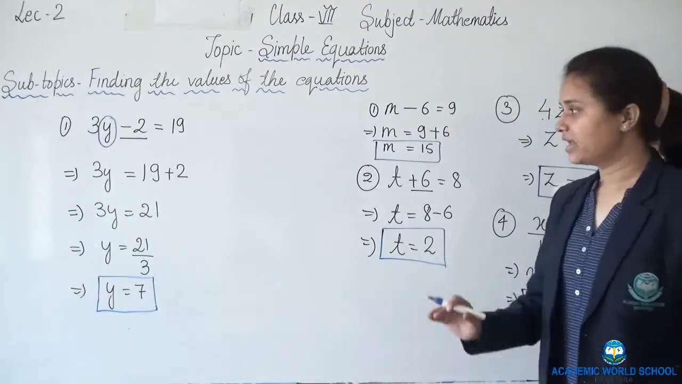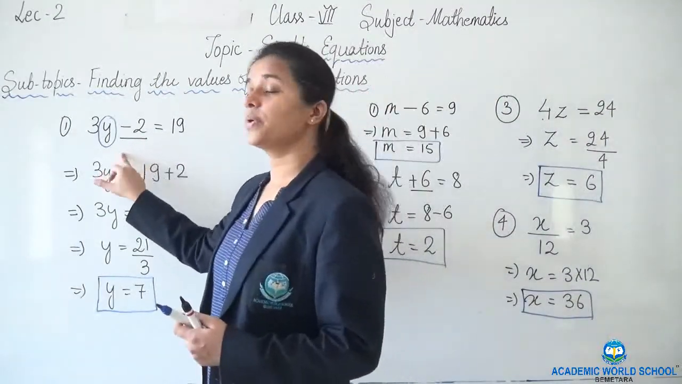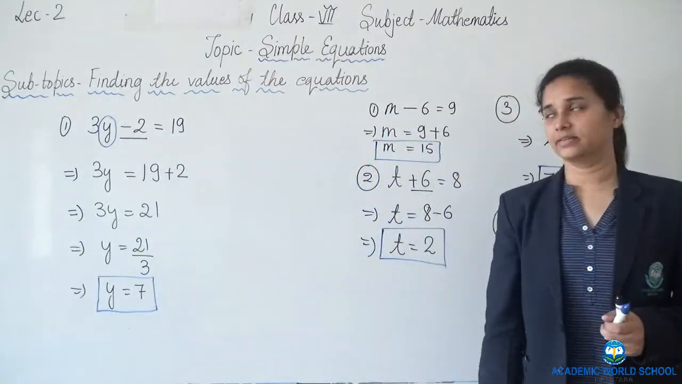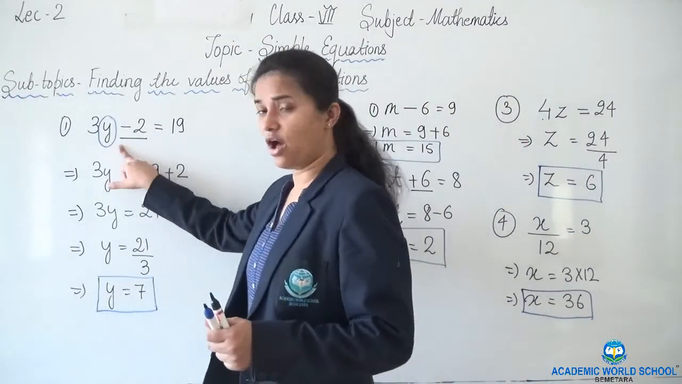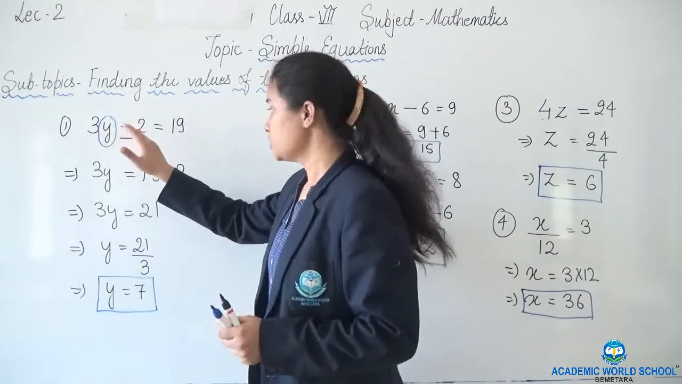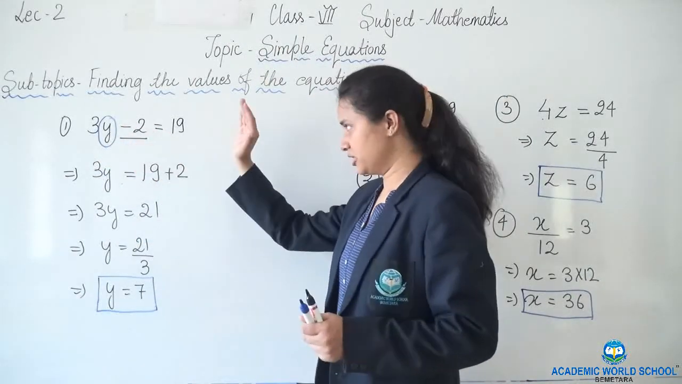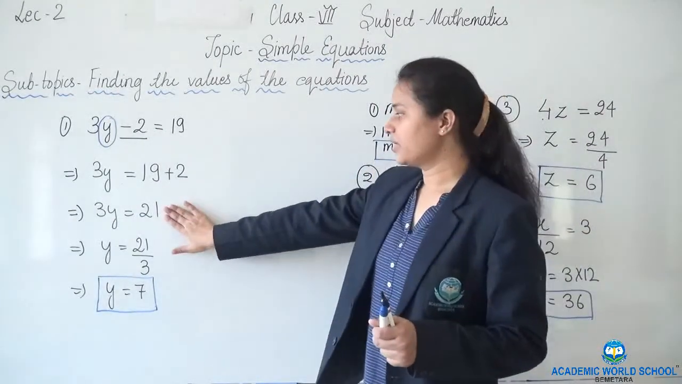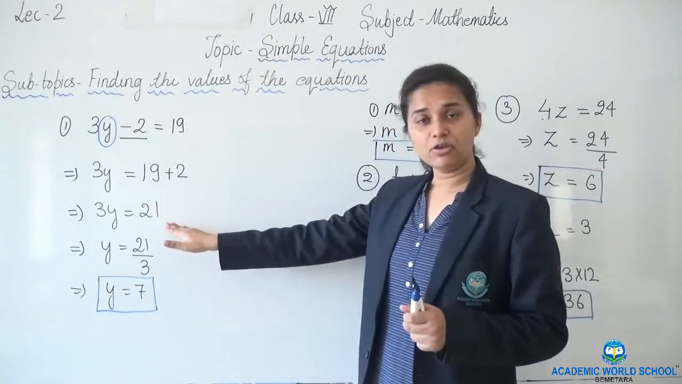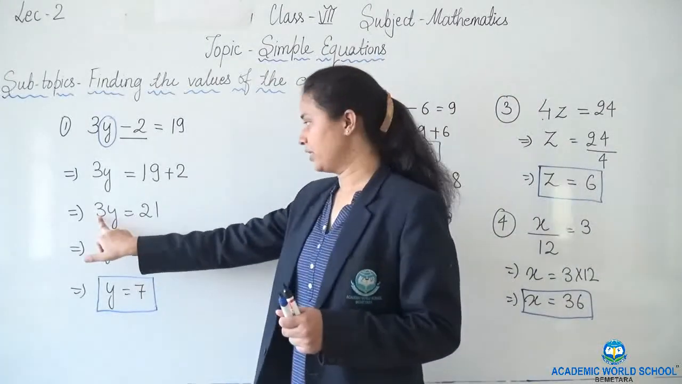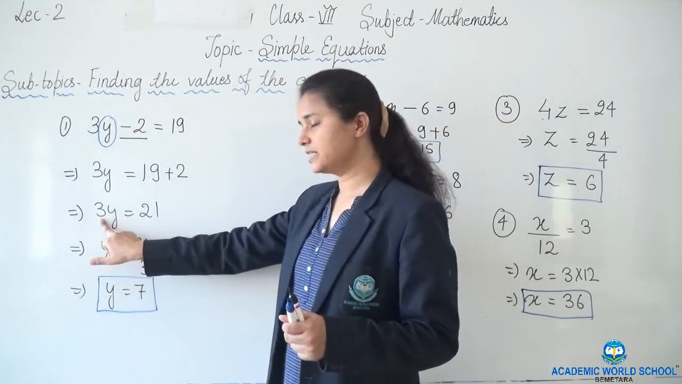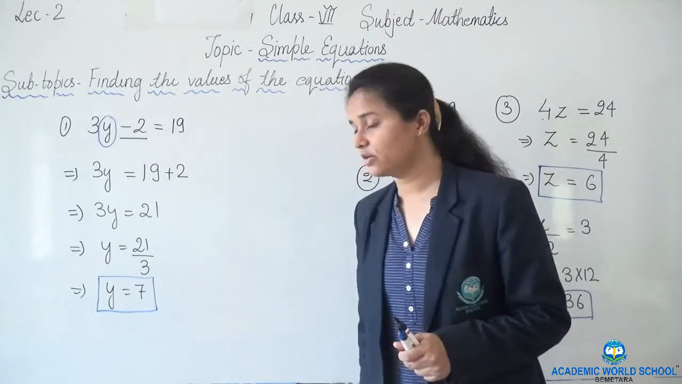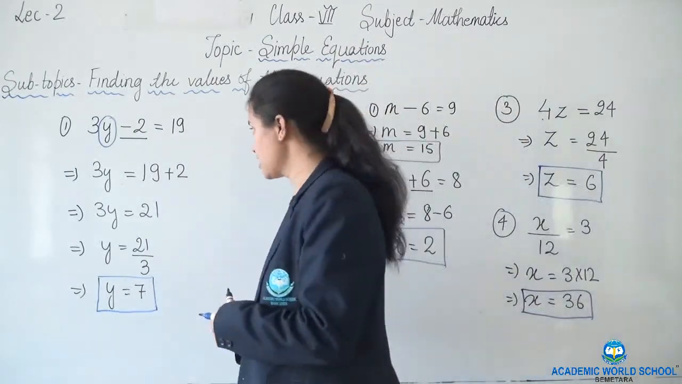Now let us see what we did. The question was 3y minus 2 equals 90, and we have to find the value of y. First we remove minus 2 to the other side. The question is now converted into this form, and we know how to solve it. We have 3 into y; when 3 changes sides, it will be dividing. So 21 by 3 we got as 7.